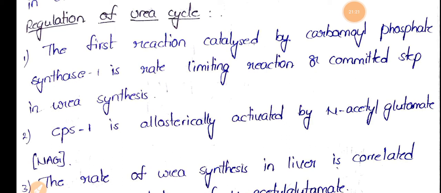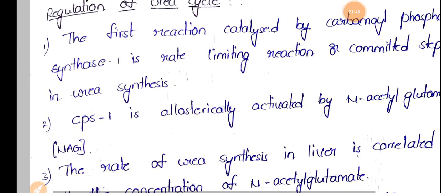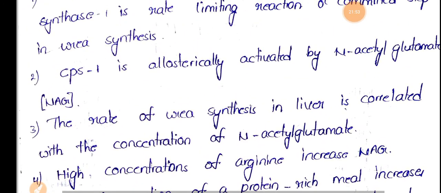So here the first reaction, as I said earlier, is a rate limiting reaction, which will help in the regulation of urea synthesis. This first reaction, catalyzed by carbamyl phosphate synthase 1, is a rate limiting reaction and our committed step in urea synthesis. Okay, so the first enzyme, carbamyl phosphate synthase 1, is a very important enzyme.